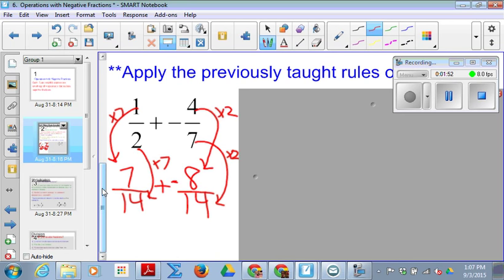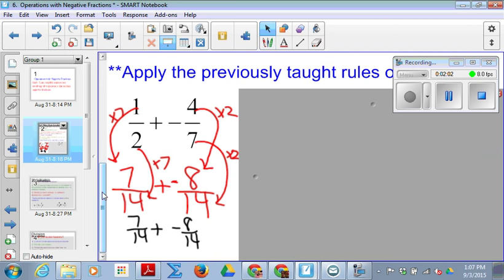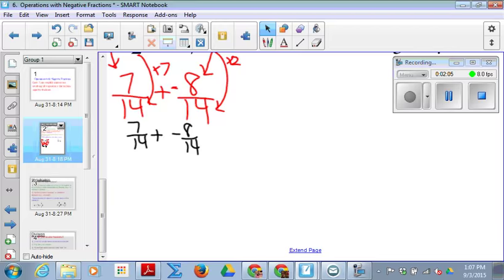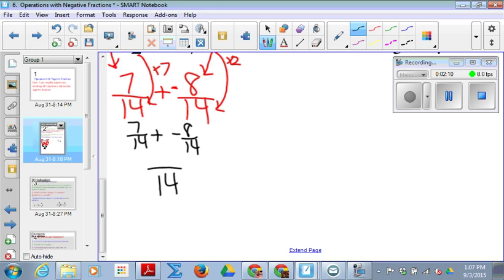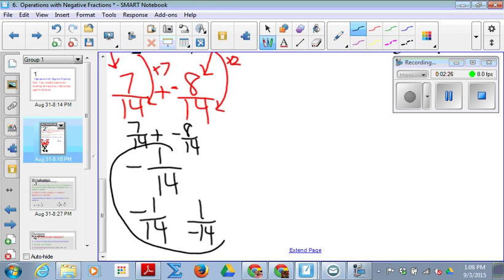So our problem, let's clean it up a little bit, becomes 7/14 plus -8/14. Well, we know we have 14 as our denominator, and 7 plus -8 on top, so that's -1. Now that negative sign can go anywhere. It can be written like that. It can be written as -1/14. You can even have 1/-14. All of these answers mean the exact same thing. As long as you have one negative sign there, you are good.